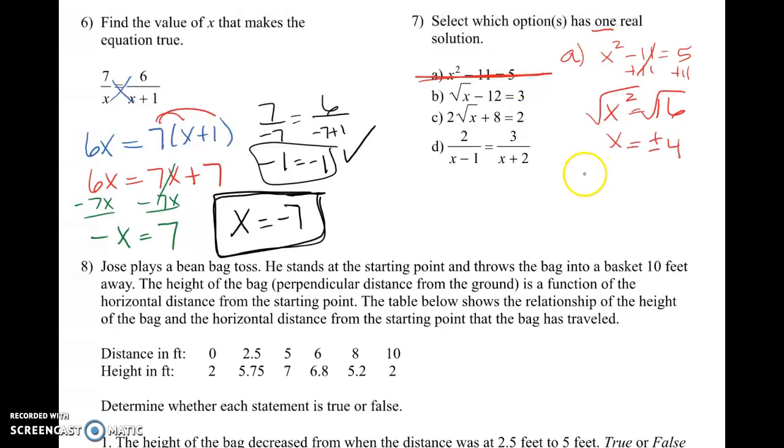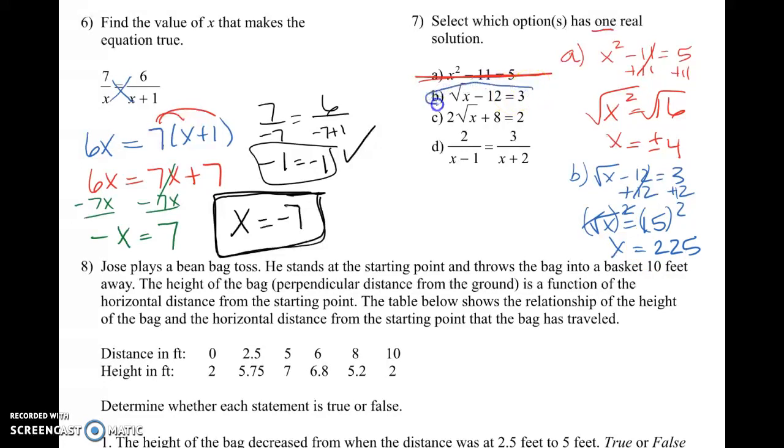So part B, let's try that one. B is the square root of x minus 12 equals 3. I add 12 to the other side. The square root of x equals 3 plus 12 is 15. And to get rid of this square root, I square both sides. Now when I square something, I do only get the one solution. So I get 15 squared is 225. So that is one solution.